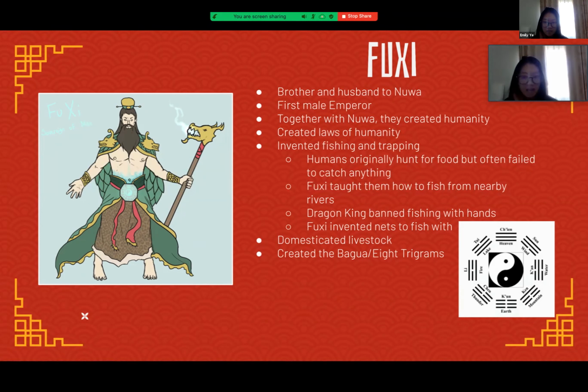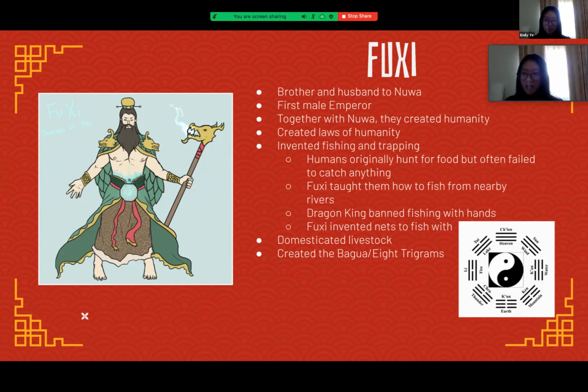He had also devised the Bagua, or the eight trigrams, to gain mastery of the world. The three symbols of the trigram, which you can see in the picture on the bottom right corner, are three broken or unbroken lines that symbolize the eight fundamental principles of reality, which are heaven, earth, water, fire, wind, thunder, mountain, and lake. And this is especially important in Chinese Buddhism and feng shui because of its key philosophy of balance, which also relates to the yin and yang.